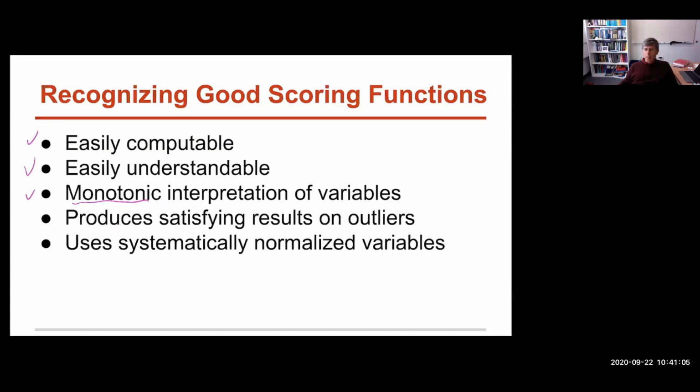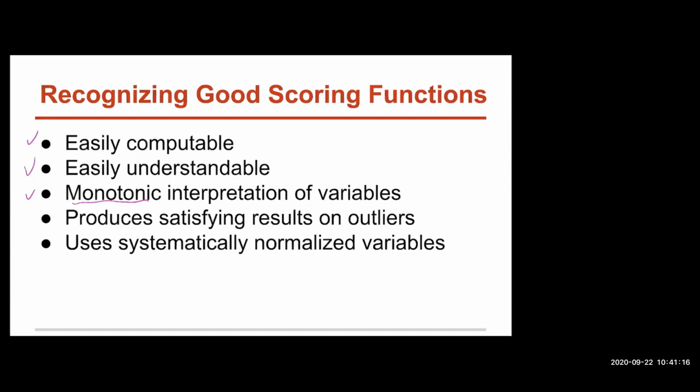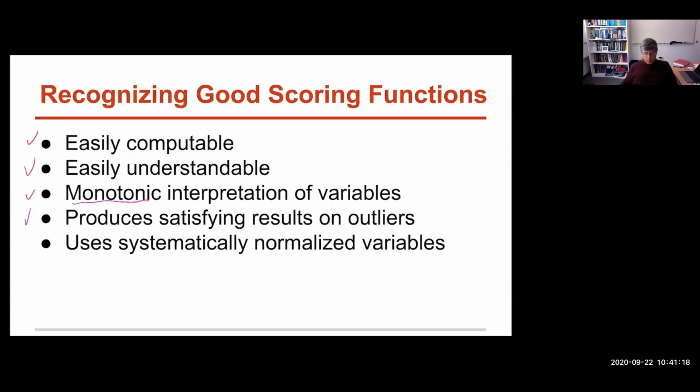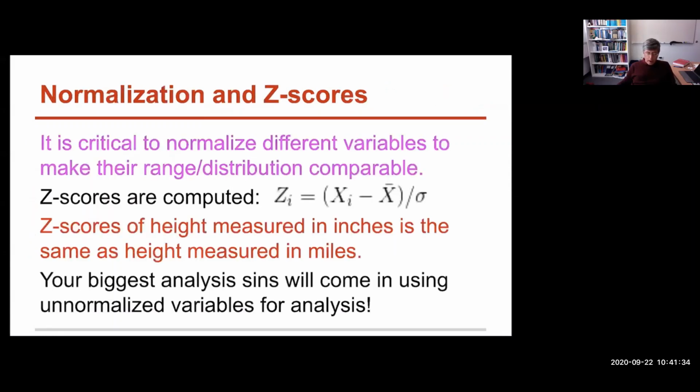Anyway, you want variables with the property that you know what is good and what is not good. You should check the outliers, the unusually absolute best and the absolutely worst ranked people, and see whether they make sense to you. And it's important that you use normalized variables so that you're combining them in a sensible way.